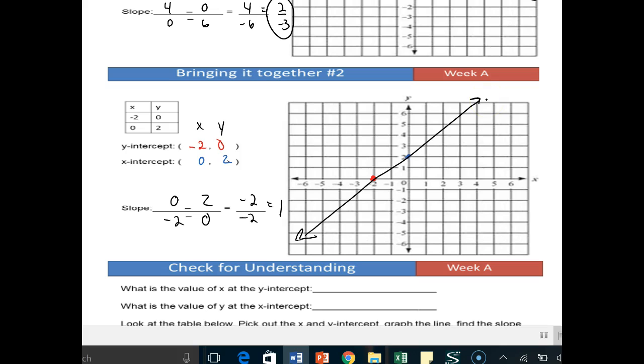I also hope you can notice that if I go from any point up 1 over 1, I land on the line. Up 1 over 1, up 1 over 1. I should be landing on the line every single time.